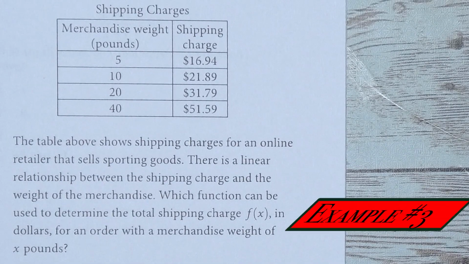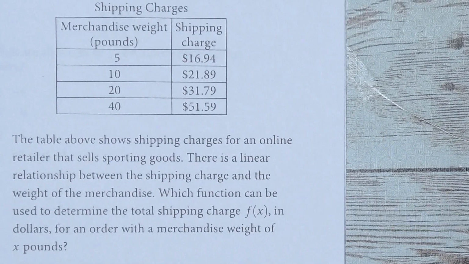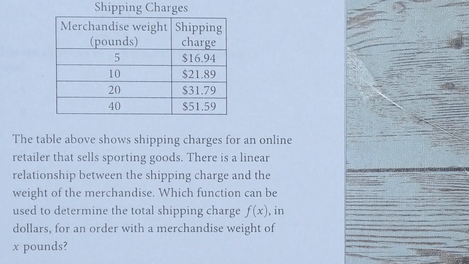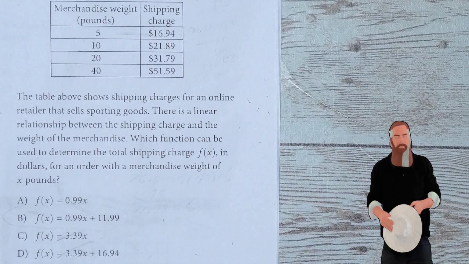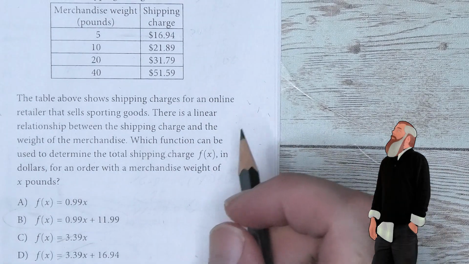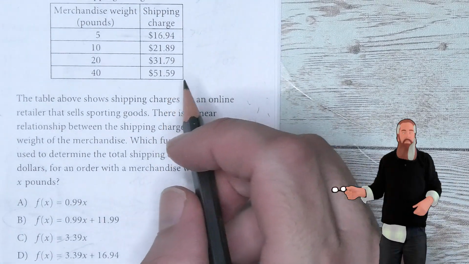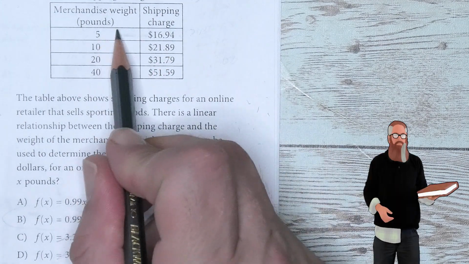The table above shows shipping charges for an online retailer that sells sporting goods. There is a linear relationship between the shipping charges and the weight of the merchandise. Which function can be used to determine the total shipping charges, f of x, in dollars for an order with a merchandise weight of X pounds? So it says that this is a linear function. So what we're going to do is go ahead and find the slope using these 2 points right here.